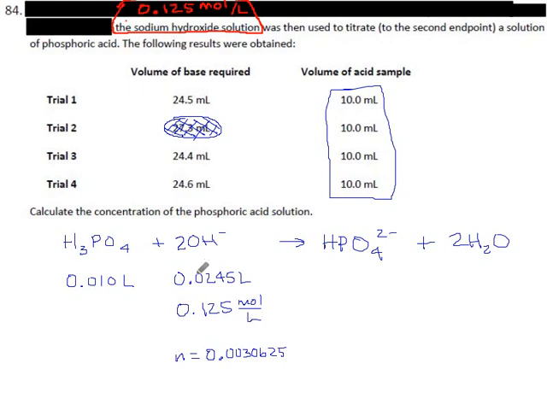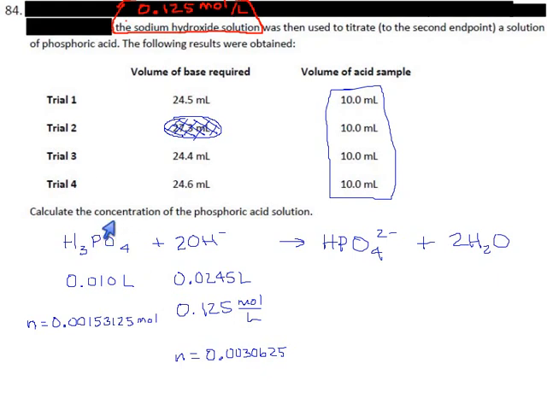Now that we have that, what's our number of moles for the acid? It's not 0.00300625. The ratio of these is 2 to 1, meaning however much hydroxide you have, divide by 2, and that'll tell you the amount of acid. So take this number and divide it by 2, 0.00153125. Double checking. Yeah, it looks good. So that's our moles of acid.